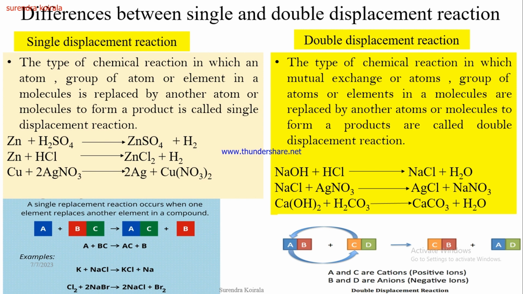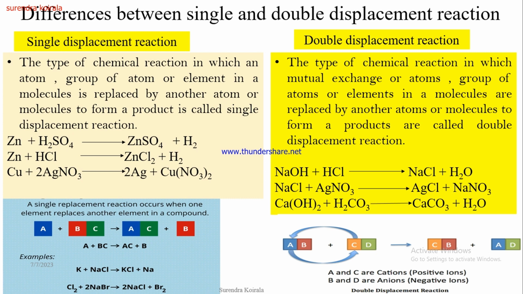Similarly, double displacement reactions are those types of chemical reactions in which the reactants mutually exchange their atoms, groups of atoms, or elements, and new atoms and molecules replace them in the products. They are called double displacement chemical reactions. Like that, sodium hydroxide reacts with hydrochloric acid to give sodium chloride and water.